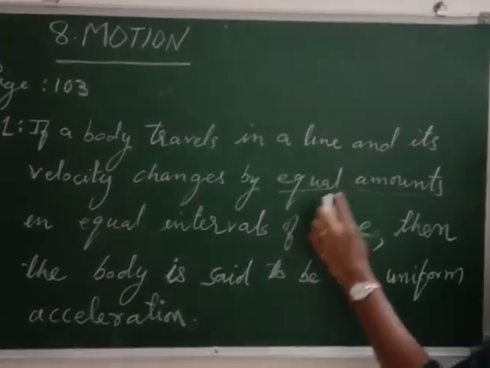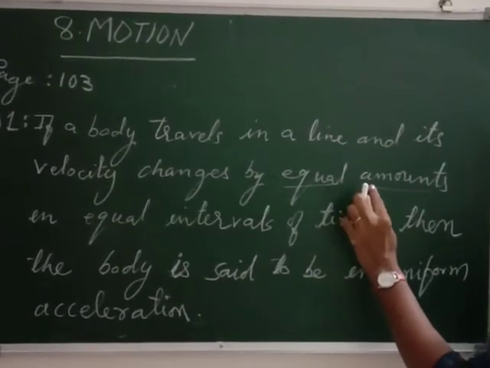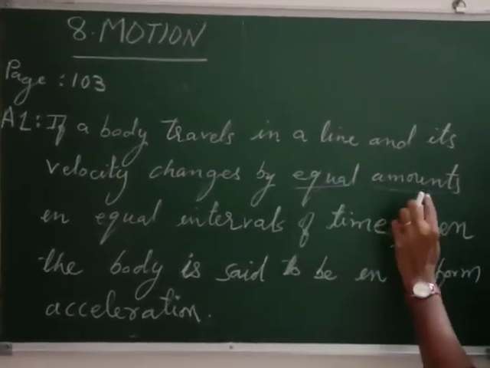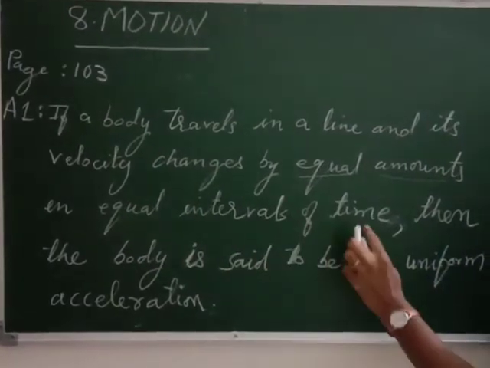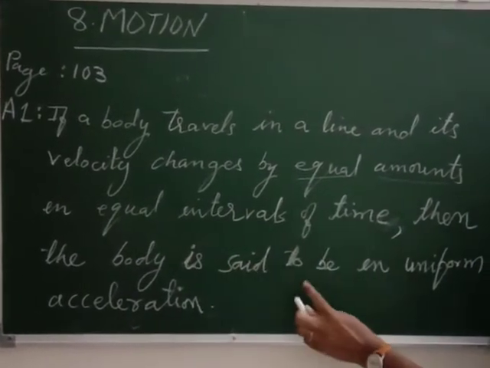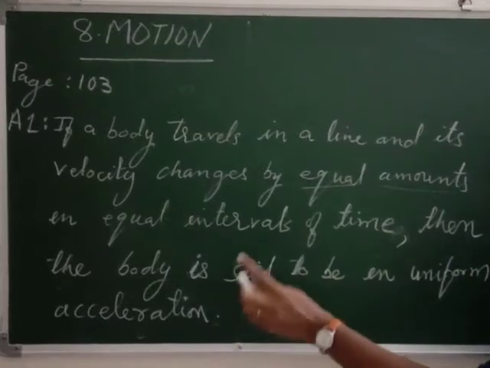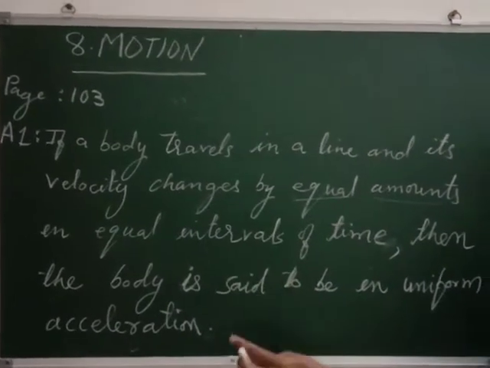Now the definition for non-uniform acceleration will remain the same. Here only you change unequal amounts. If velocity changes by unequal amounts in equal intervals of time, then the body is said to be in non-uniform acceleration.